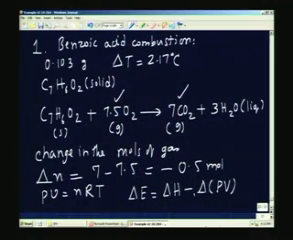Therefore, this minus delta PV is nothing but PV multiplied by delta n, and PV is nothing but RT. Therefore, this will be delta n times RT. So, we can see that delta E equals delta H minus delta n into RT. That gives you the relationship between the internal energy and the enthalpy. Okay? Now, that is the part of the calculation. So, let us complete that.